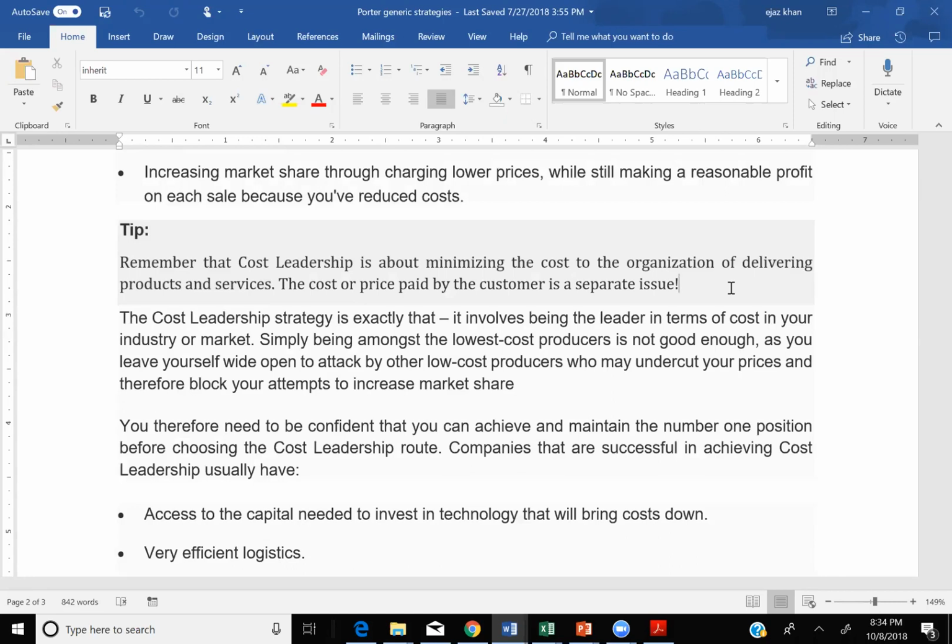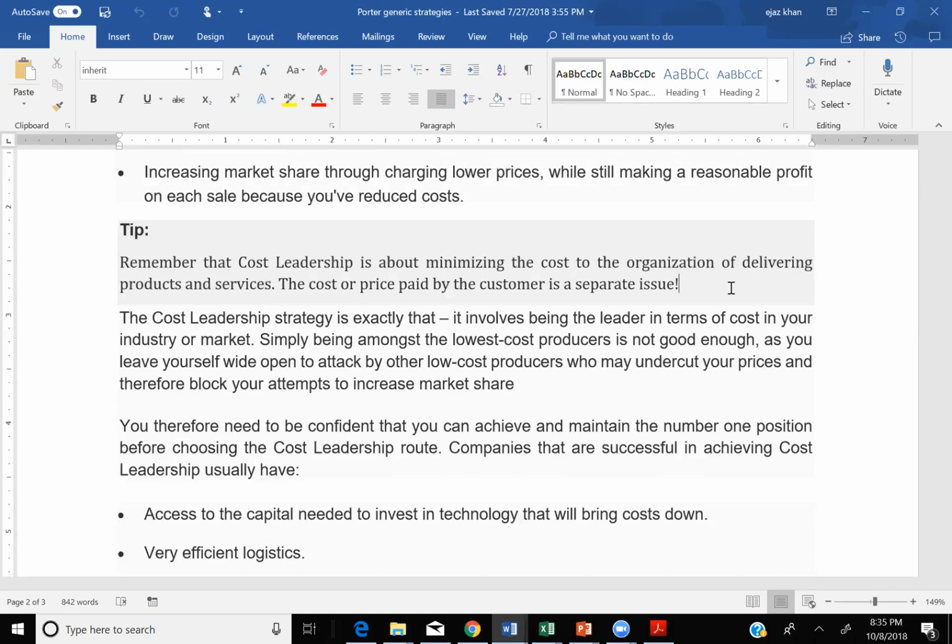As I told you earlier, pricing is a separate thing. Offering a product at a lower price does not mean that you are pursuing a cost leadership strategy. Pricing is done after looking at the type of product that you're offering, the features that you are putting into the product, and your competition in the market.